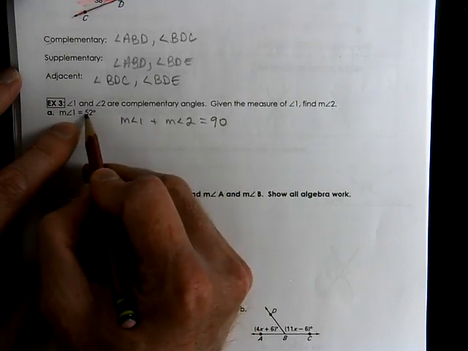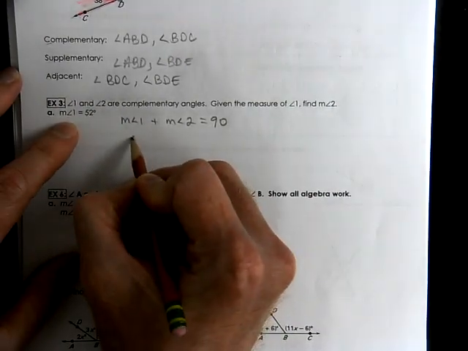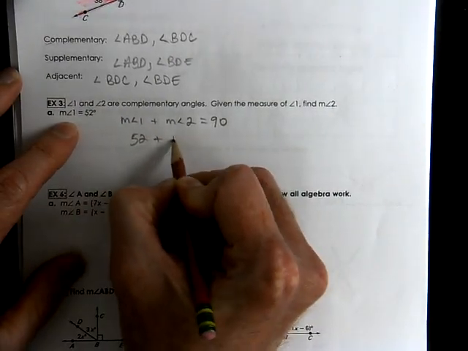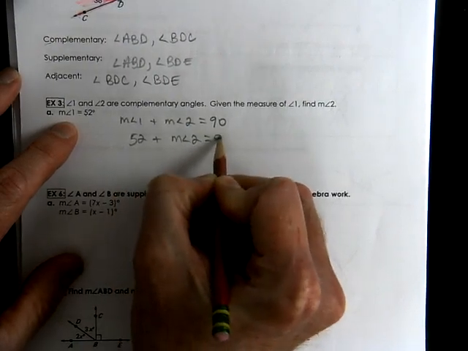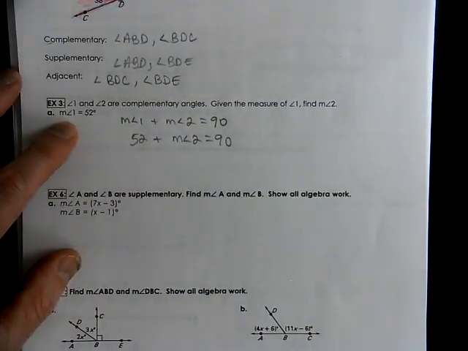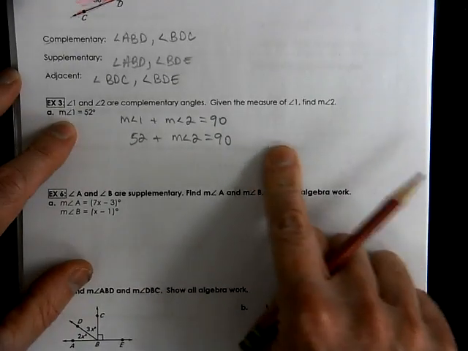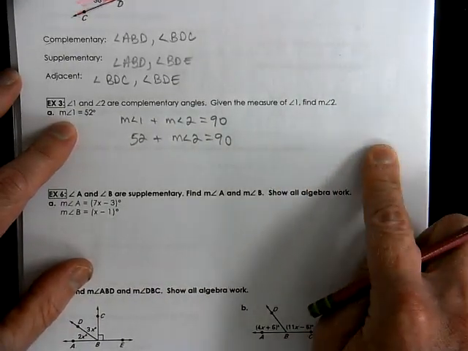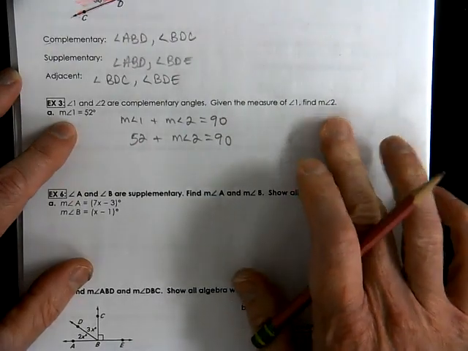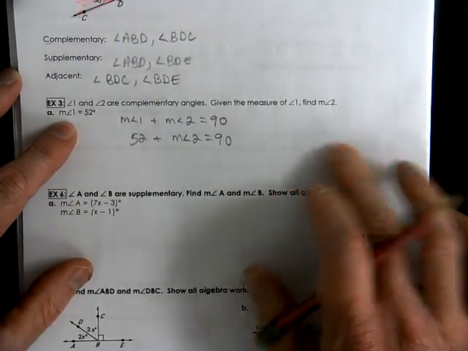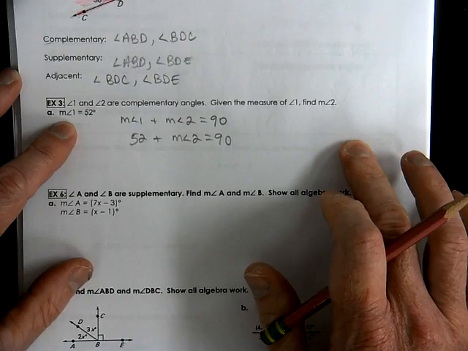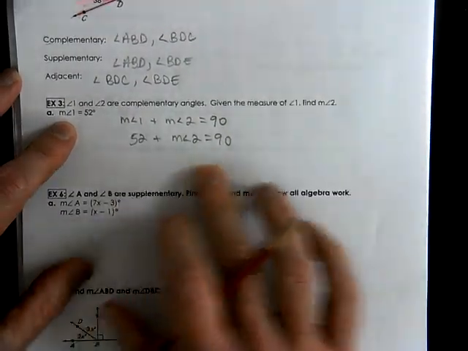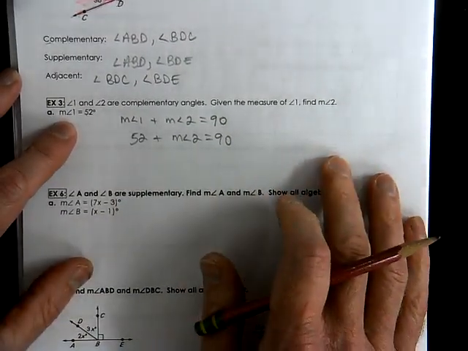What's it called when we plug the 52 in for the measure of angle 1? What do we call that? Substitution property of equality. We substitute it in. So if we were doing a geometry proof, we would write those in here under the reasons. We're not, but we're practicing just the idea at least.